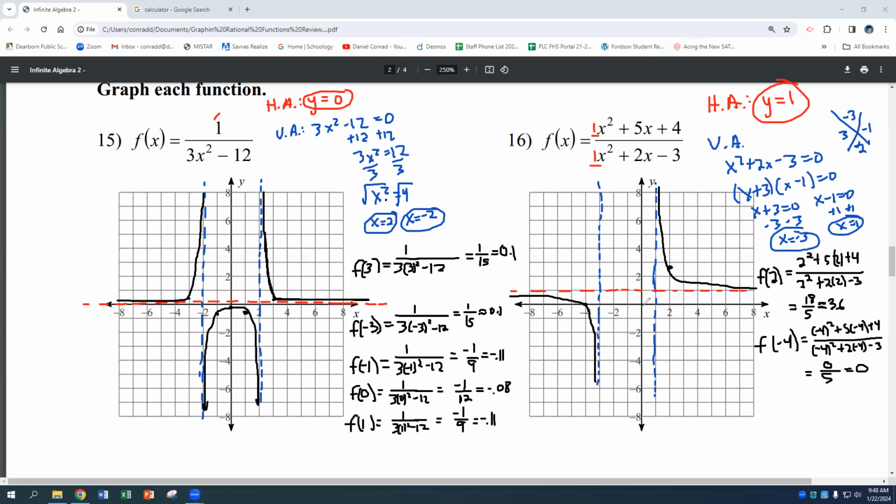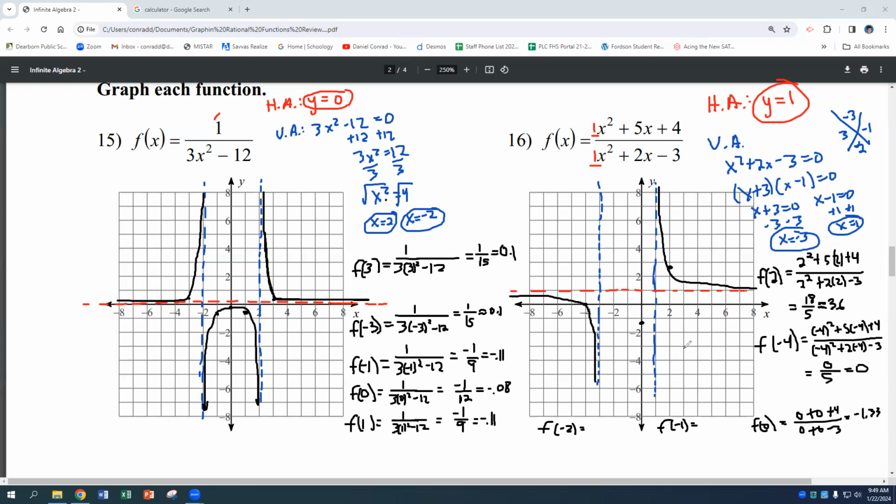I'm going to do -2, -1, and 0. So I'm going to need f of -2, f of -1, and f of 0. Let's do 0 first. That's the easiest. Okay, that's going to be 0 plus 0 plus 4 over 0 plus 0 minus 3. That's going to give me -1.3. Okay, so 0, -1.3 is going to be right here.